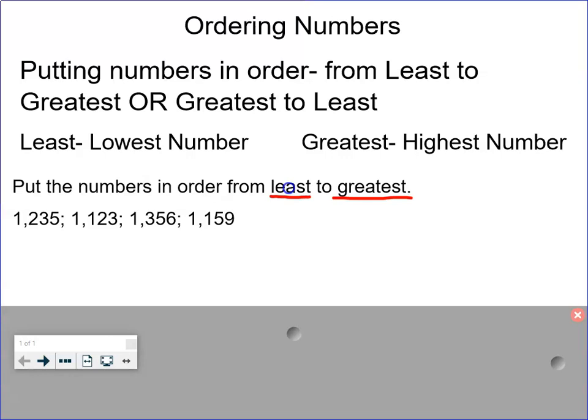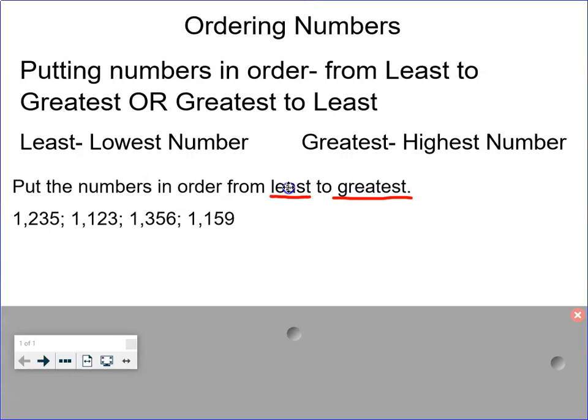Second thing that students do is they don't know the difference between a comma and a semicolon. So this comma means I'm in the thousands. This semicolon means I have a different number. So make sure that you pay attention to that. So I'm going to erase that quickly so I can discuss a good hint in putting these in order.